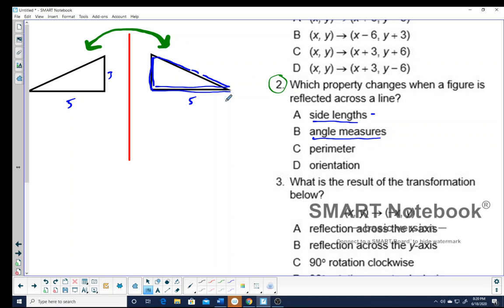Did the angle measures change? No. If this is 90 degrees here, that's still 90 degrees here. Say that's 30 degrees there, that would still be 30 degrees there. So that didn't change. The perimeter means the distance around. Whatever this distance is around this one, it's still going to be the same for this one because the side lengths didn't change. Remember what orientation means? That means how it's sitting. This one, the small angle's pointed to the right. On this one, the small angle's pointed to the left. So the orientation is what changed when you reflected it.